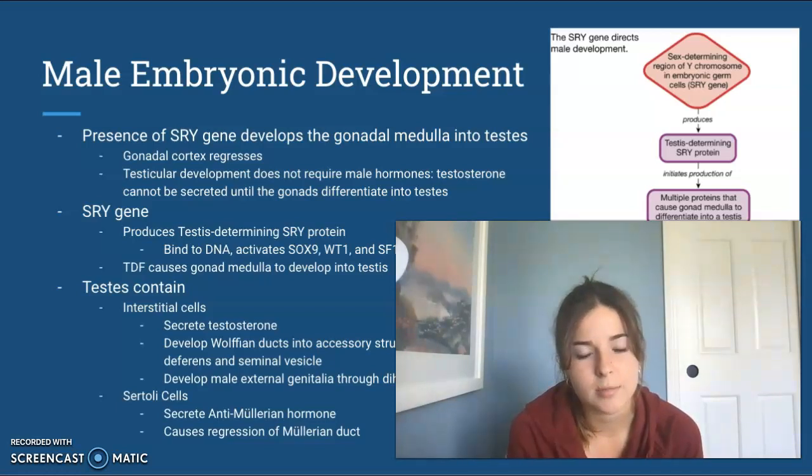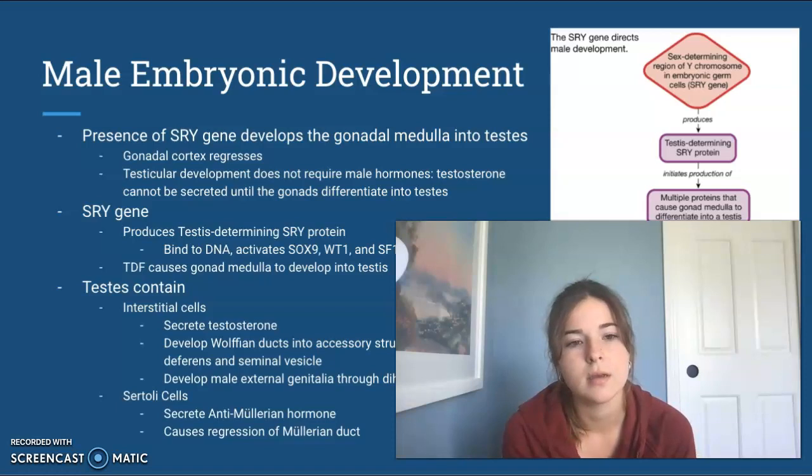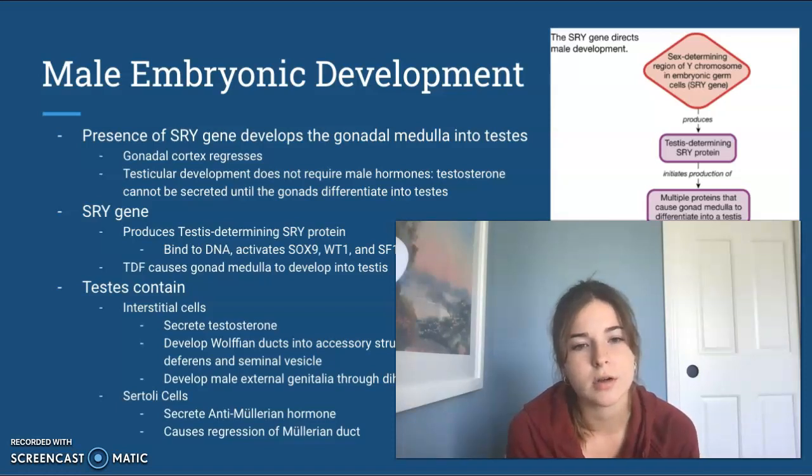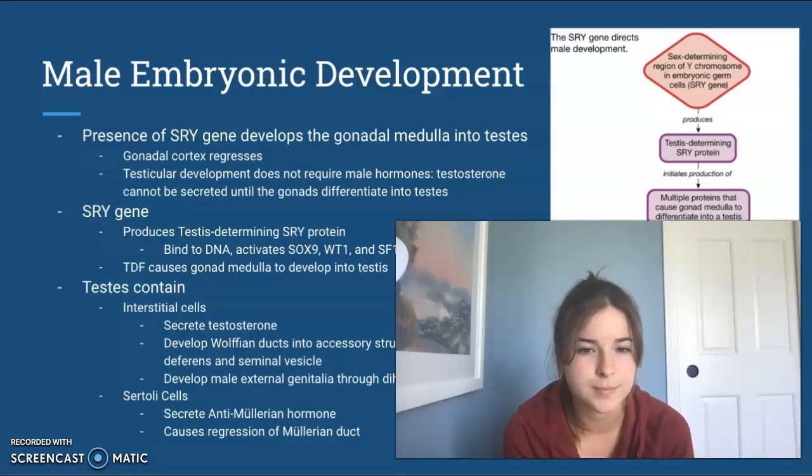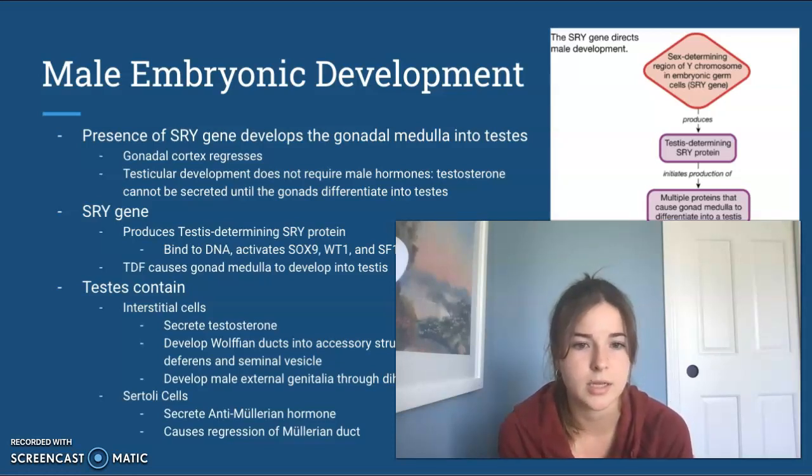Once the testes develop, they contain two types of cells. First, they have interstitial cells which secrete testosterone. The secretion of testosterone causes the Wolffian ducts to develop into accessory structures like the epididymis, vas deferens, and seminal vesicle. Additionally, it causes the development of the male external genitalia. The other type of cell is Sertoli cells. These cells secrete anti-Mullerian hormone, causing the regression of the Mullerian duct.